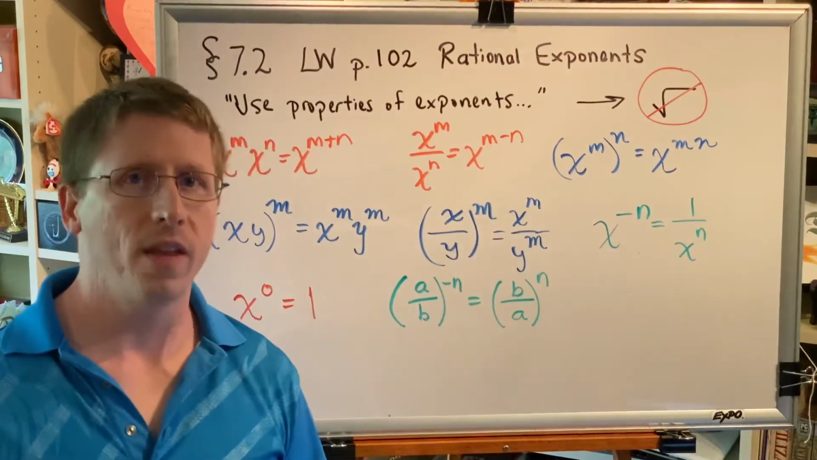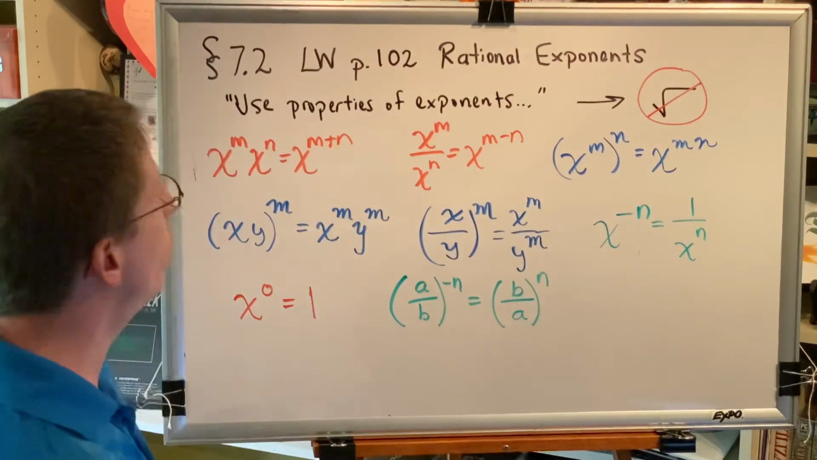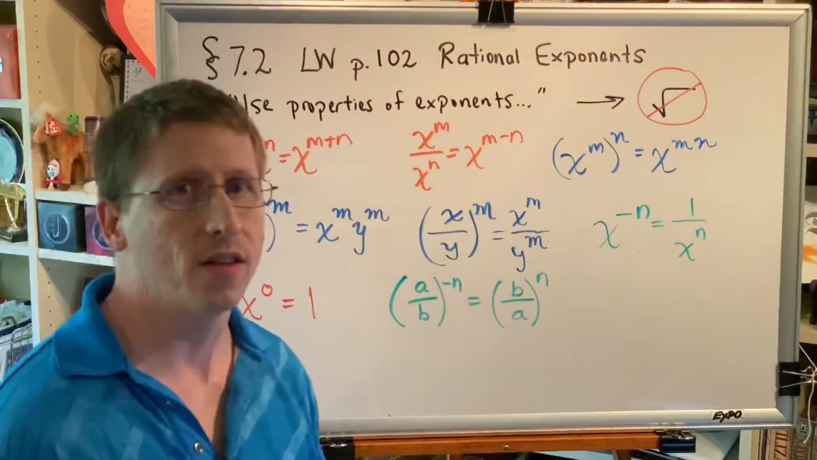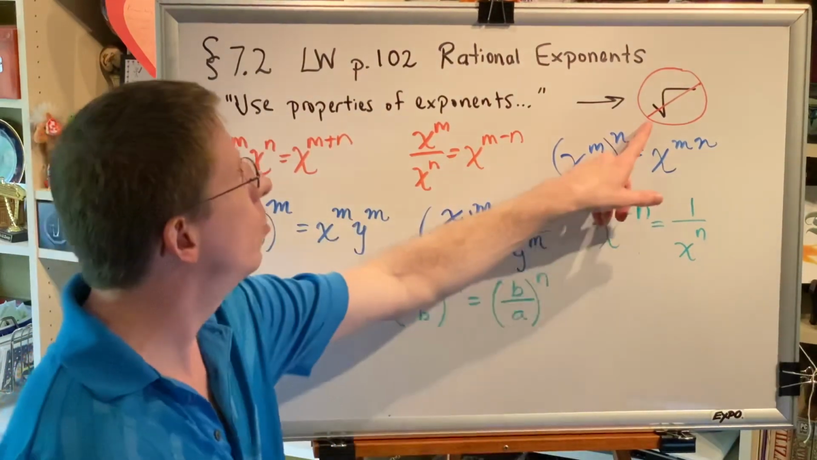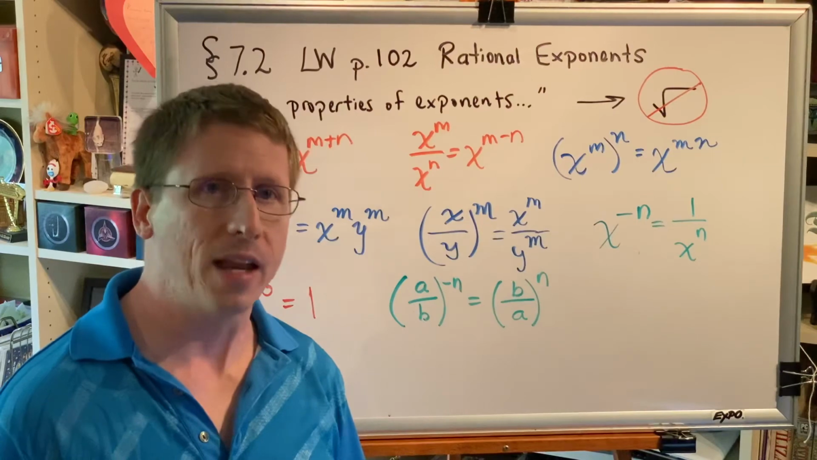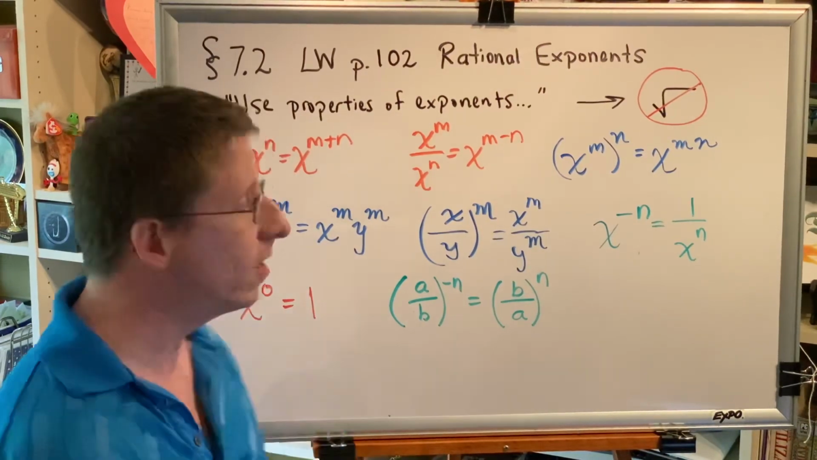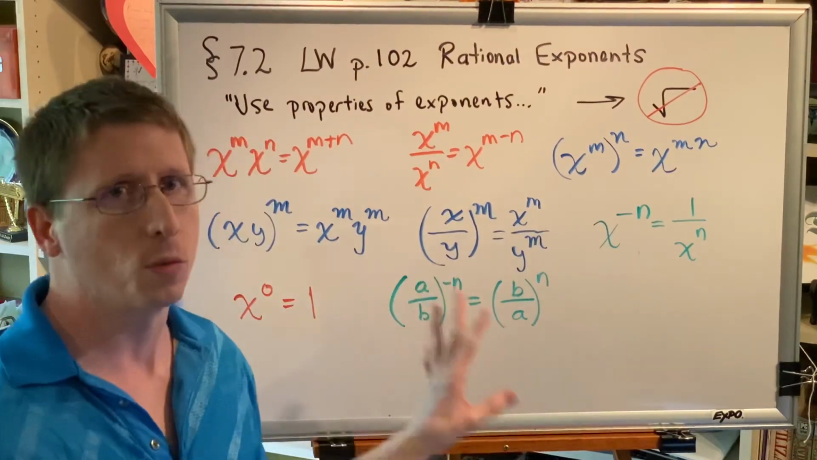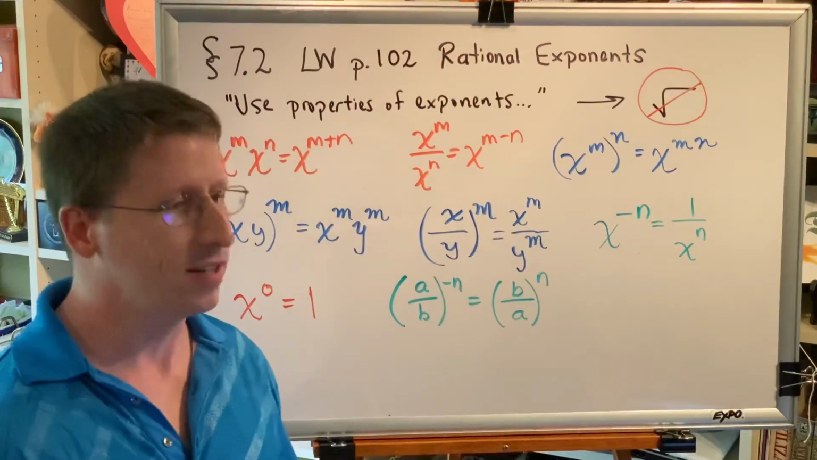This is so important that it is worth repeating. When you see the phrase, use properties of exponents in the instructions of a problem, do not use the radical symbol at any point in your solution. Instead, simply use these rules in some combination to simplify the problem.